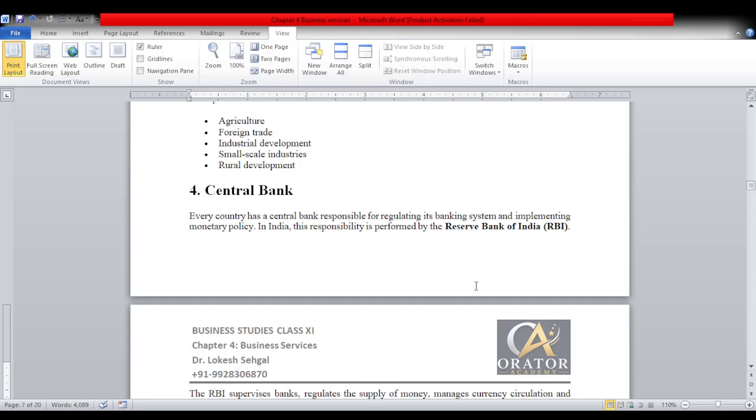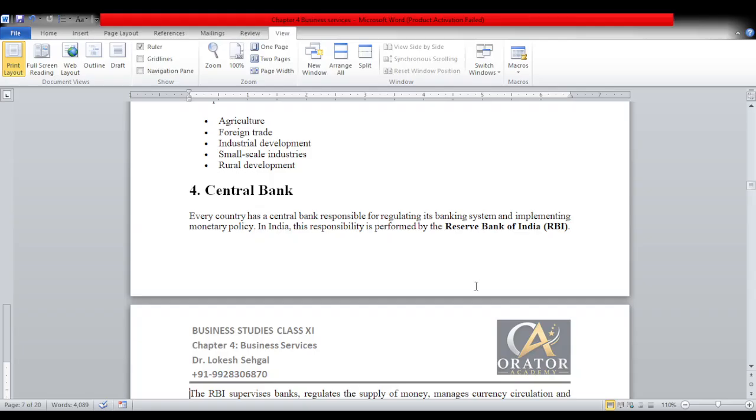Now we are focusing on the central bank. The central bank, that we call the Reserve Bank of India. Every country has a central bank responsible for regulating its banking system and implementing monetary policies. In India, this responsibility is performed by the Reserve Bank of India. RBI is the central bank of India, and this bank is responsible for controlling and regulating the commercial banks, their functions, and the overall banking system of the economy.